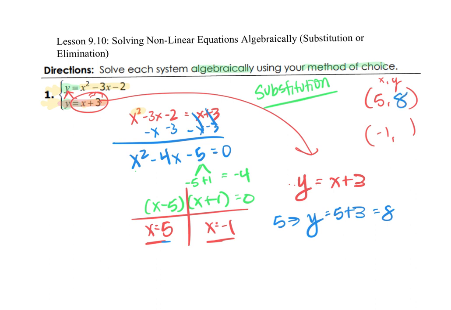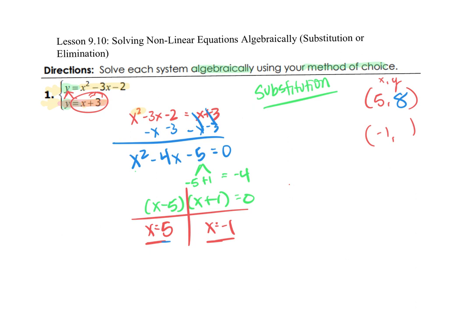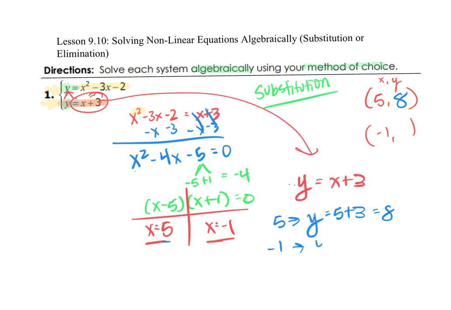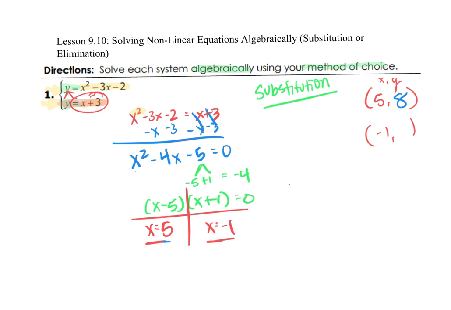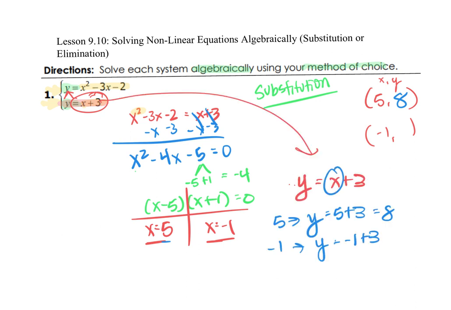That is one of my solutions. And then I'm going to plug in negative 1 for x. So y is equal to negative 1 plus 3. I'm using that same equation to plug in for x. Negative 1 plus 3 is 2. So when x was negative 1, y was positive 2.